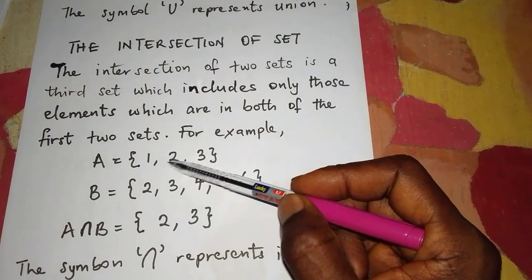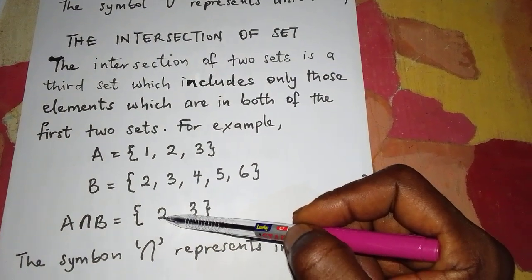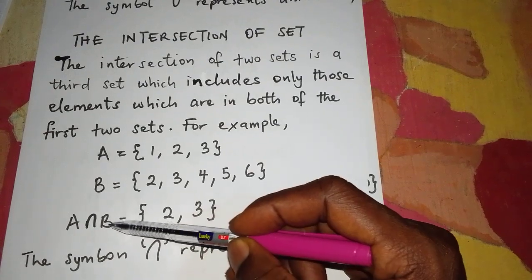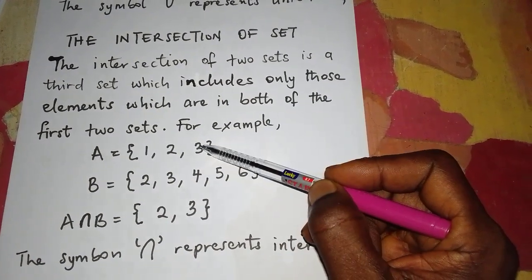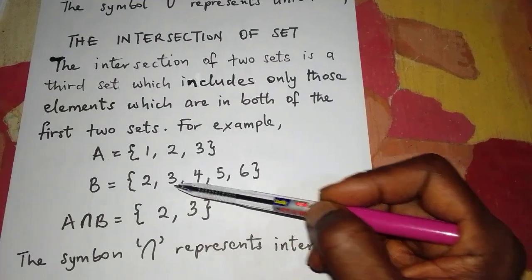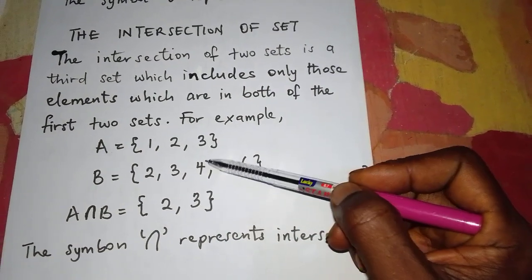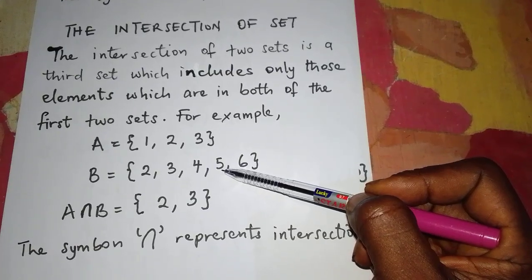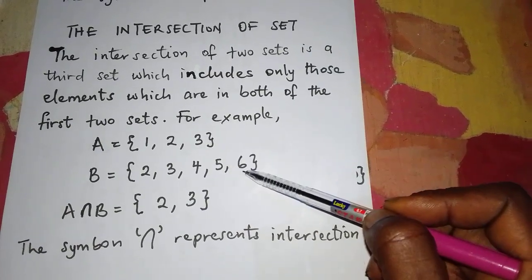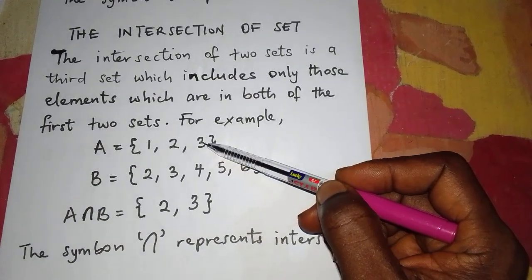2 is in set A, 2 is in set B, so you write it. So A intersection B will now be equal to, you having 2 is common to them. 3 is in set A, 3 is in set B, so write it. 4 is in set B, is not in A, no. 5 in set B is not in A, no. 6 is in set B, is not in A, no.